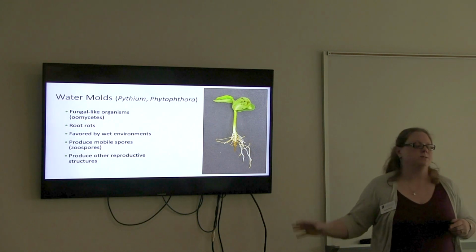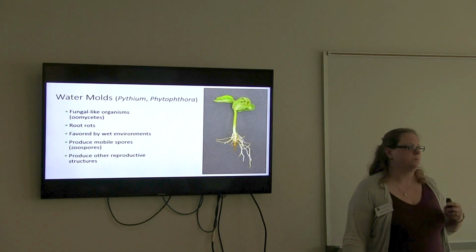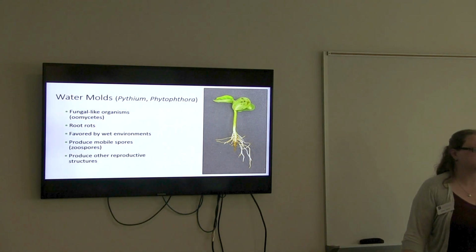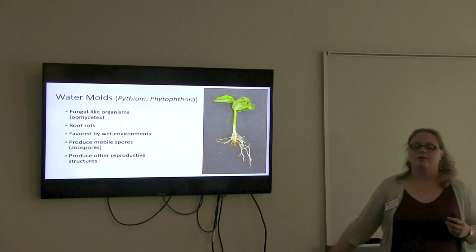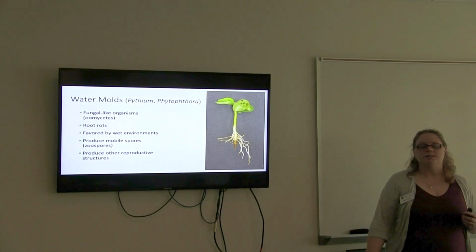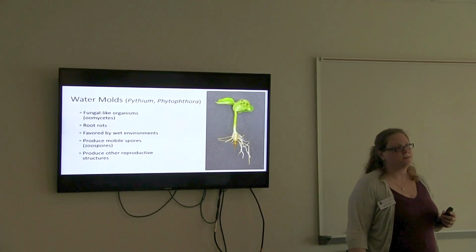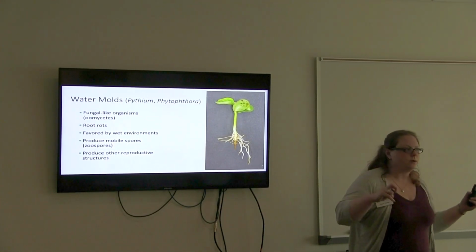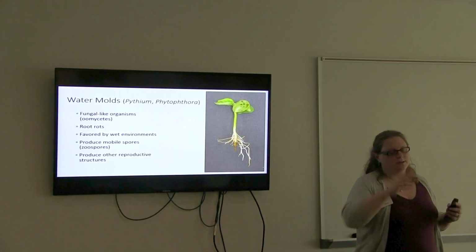So like I said, I'm going to spend most of my time talking about water molds because that's what is most problematic in these sorts of systems. Pythium and Phytophthora are the two classic root rot water molds. As I mentioned, these are not true fungi. These are oomycetes. They're often called fungal-like organisms. And it's important to know the difference between the two.